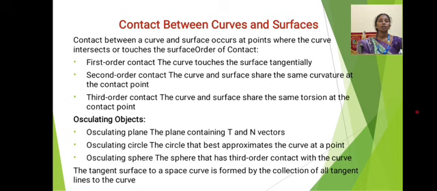Osculating objects are the osculating plane containing t and n vectors, the osculating circle that best approximates the curve at a point, and the osculating sphere that has third order contact with the curve. The tangent surface to a space curve is formed by the collection of all the tangent lines to the curve.